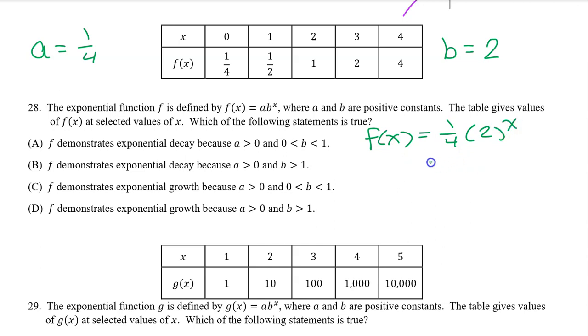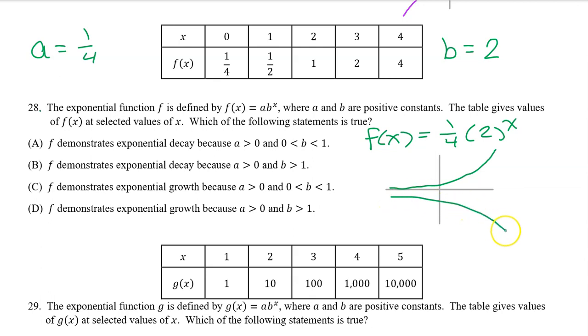Let's draw a sketch. Because the a value is greater than 0, we know the curve will be above the x-axis. Because the b value is greater than 1, the curve will be getting further away from 0 as we move from left to right. This is exponential growth.